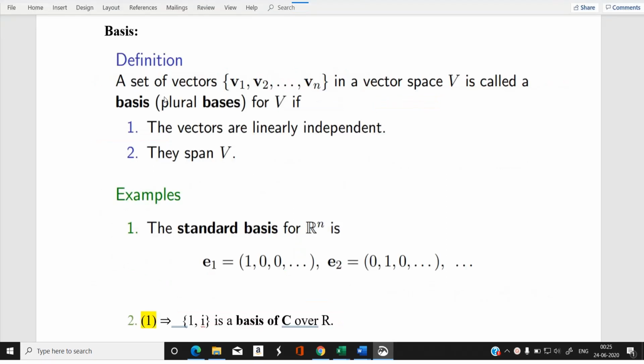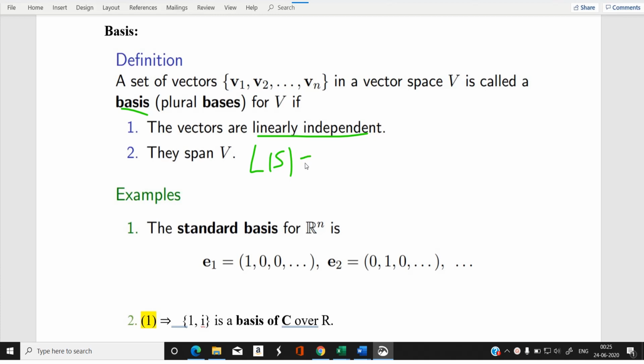This is of a vector space. A set of vectors v1, v2, etc., vn in a vector space V is called a basis, plural form is bases, for V if the vectors are linearly independent, that is the first condition. The second condition, they span V. They span V means, suppose this set is S, then we should get L of S equal to V. So that is the meaning. L of S must be equal to V.